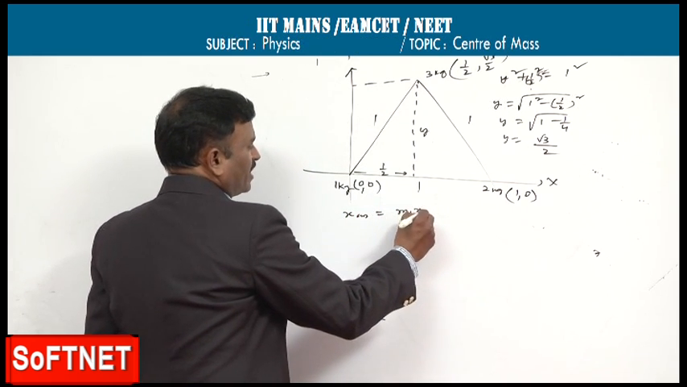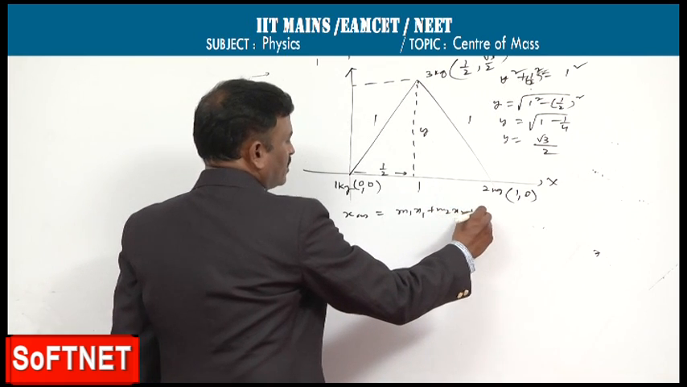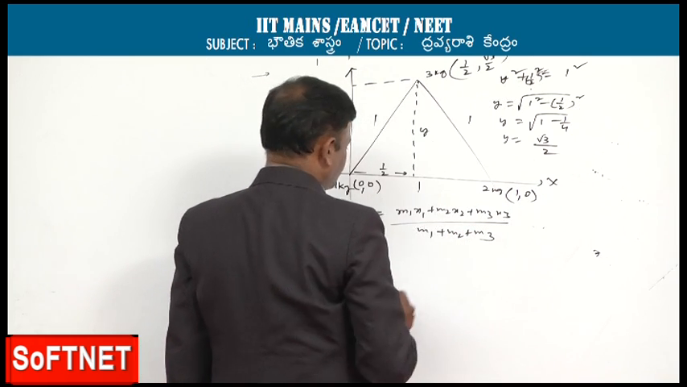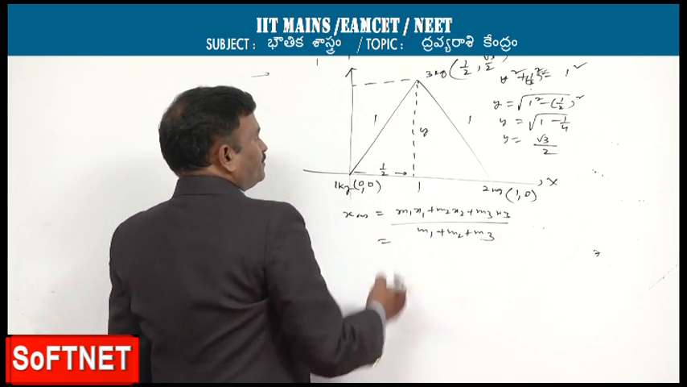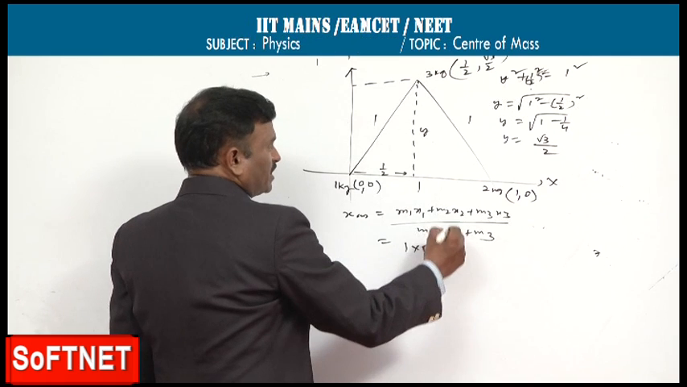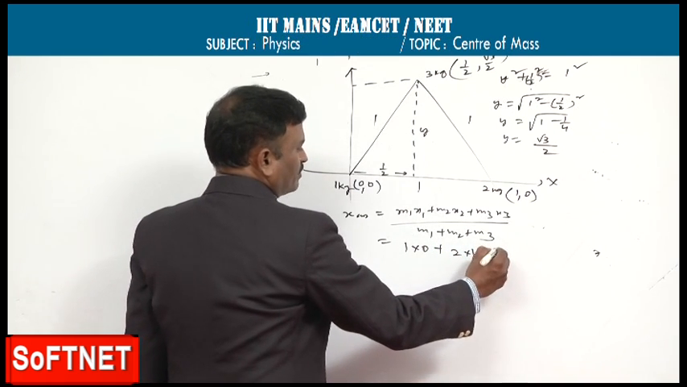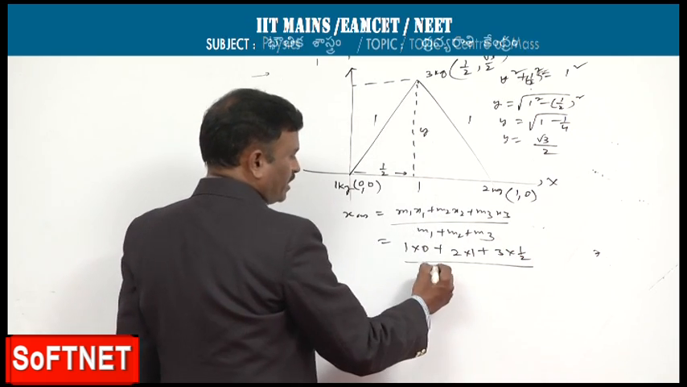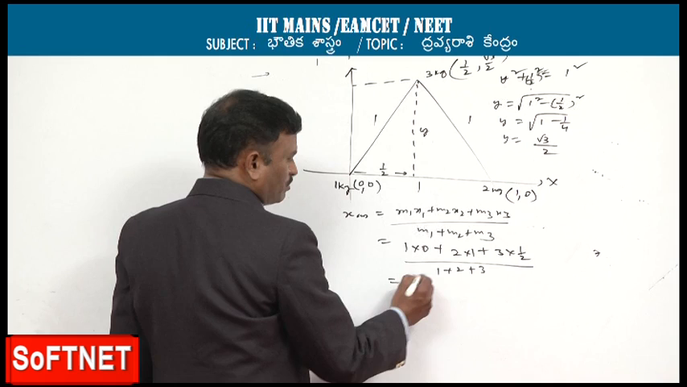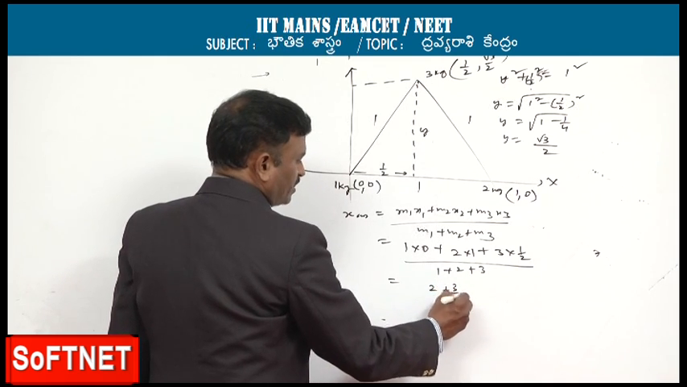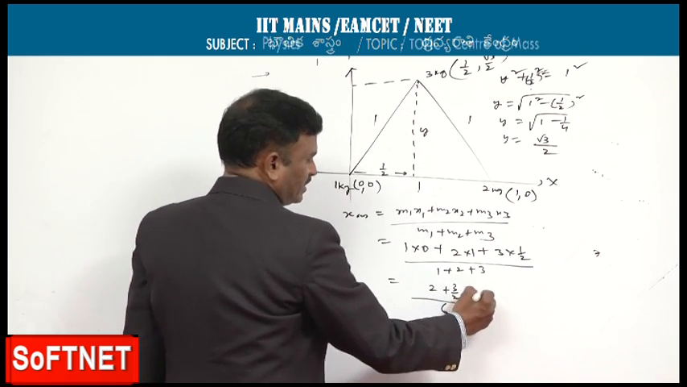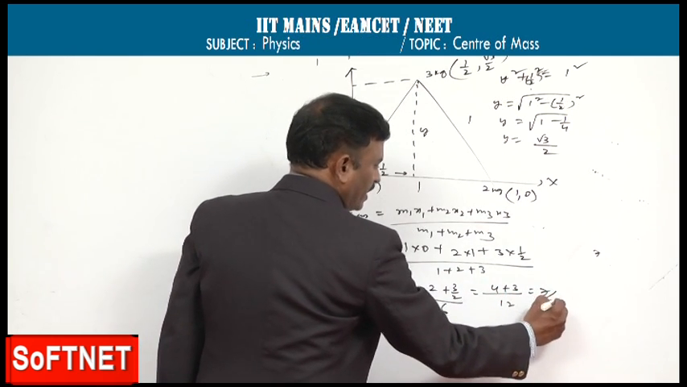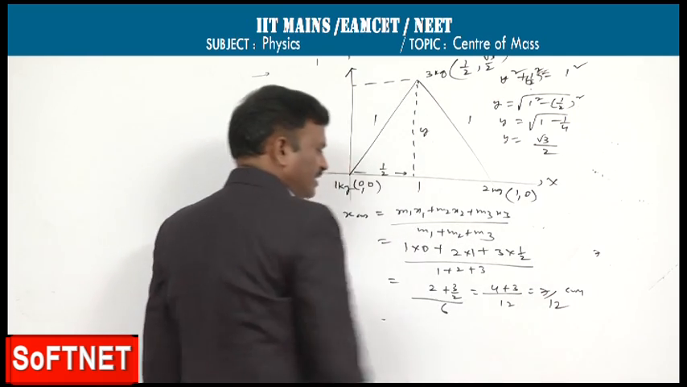XCM is (m1 x1 plus m2 x2 plus m3 x3) by (m1 plus m2 plus m3). That is 1 into 0 plus 2 into 1 plus 3 into 1 by 2, by 1 plus 2 plus 3, which equals 2 plus 3 by 2 by 6, that is (4 plus 3) by 12, that is 7 by 12 centimeter XCM.